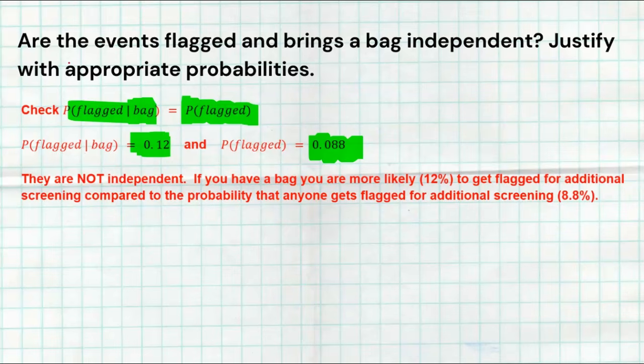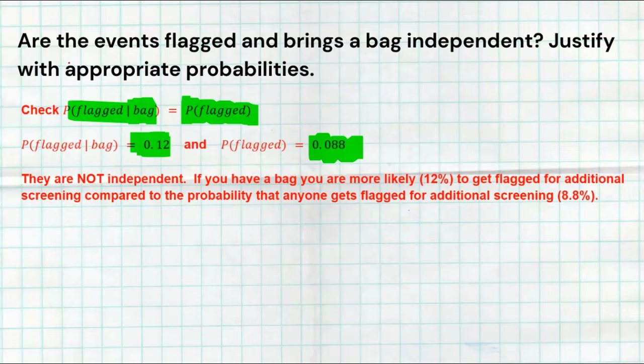Okay, so obviously if you have a bag, you are slightly more likely to be flagged, 12% versus 0.088. We don't have to, but we could even bring in the fact that if you do not have a bag, there's only a 4% chance you get flagged. So if you have a bag, you're more likely to get flagged. If you don't have a bag, you're less likely to get flagged. And I can compare both of those, 12% and 4%, to the 8.8% chance that you get flagged in general. So these two variables are not independent.